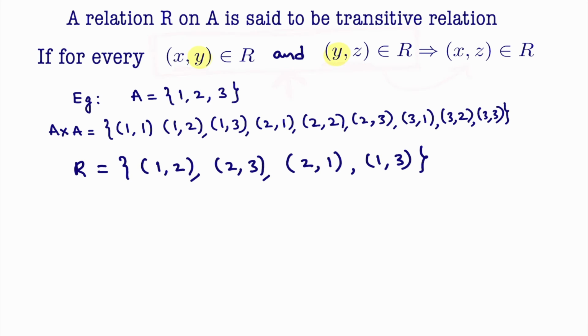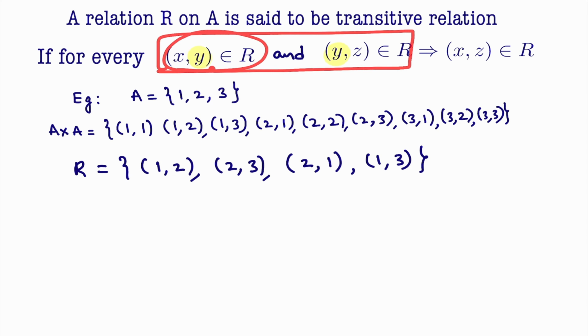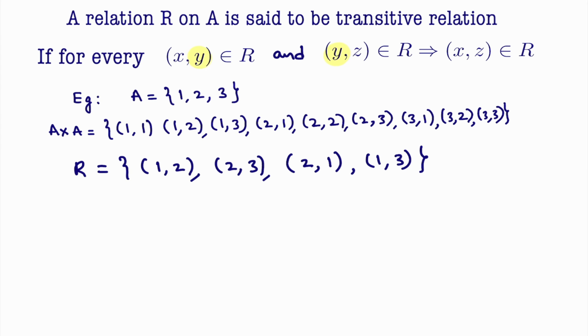In case we find (x, y), and the respective (y, z) doesn't exist in the relation, in that case we say that the relation is transitive. With the examples, you will understand that more clearly. Now, how to check this? First, listen carefully. You check like this.